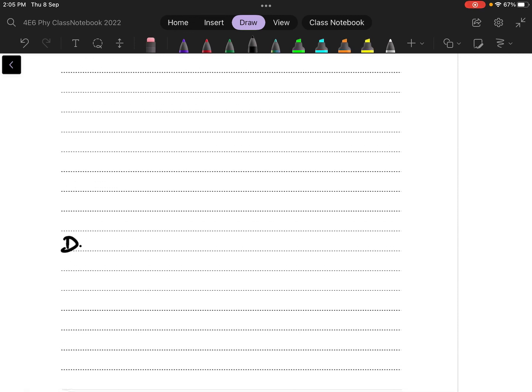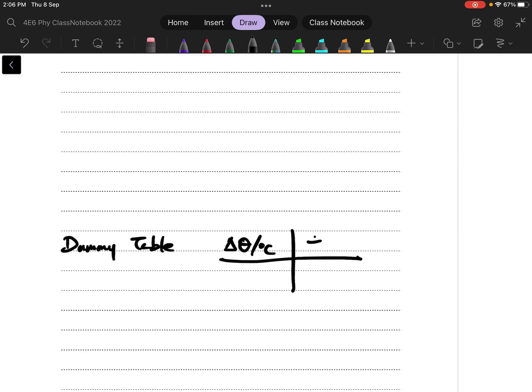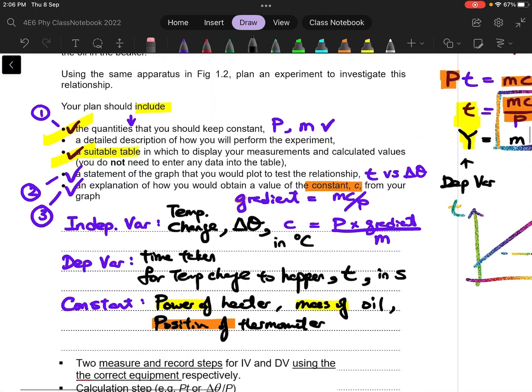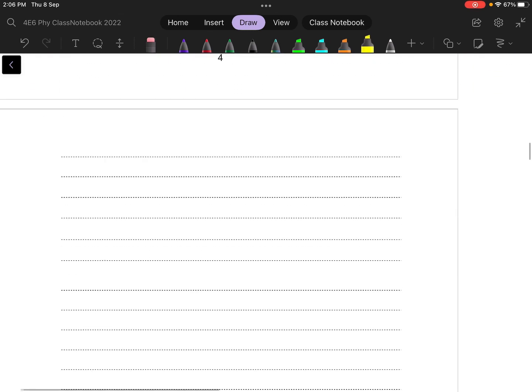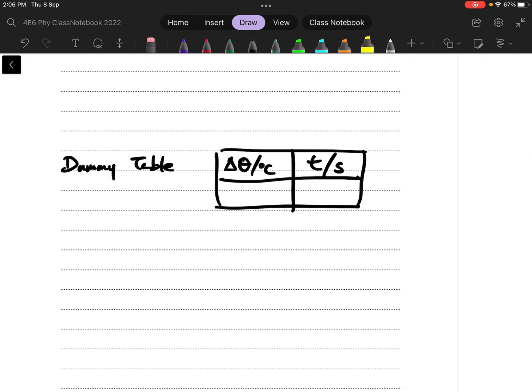So I will just leave some space over here, and I will construct my dummy table over here. So I write down here my dummy table, right? I will have this, and then I will have this, right? So then I use a ruler, of course, to do this. Then after that, what do I need? I need to tell, so I've done this. So now I want to do a statement of the graph, right?